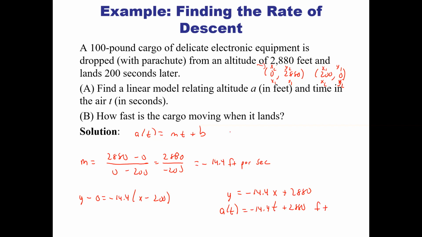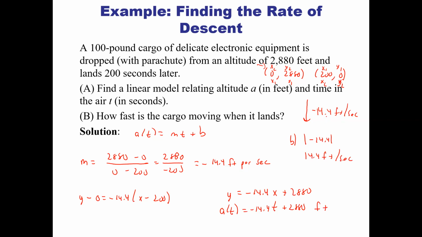Okay, how fast is the cargo moving when it lands? All right, so basically what's happening is we know the rate of descent: it's going down at 14.4 feet per second. So the rate of change is 14.4 feet per second. Well, how fast is it moving? Well, when we do a speed, we want to know just the positive number. So our speed in this case for part b is just going to be the absolute value of that. And so it's going to be going 14.4 feet per second.